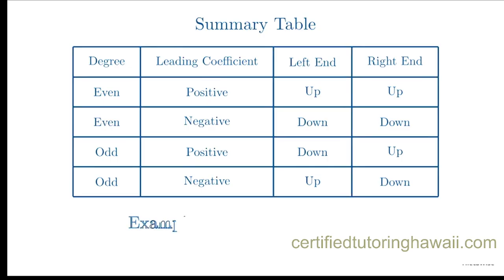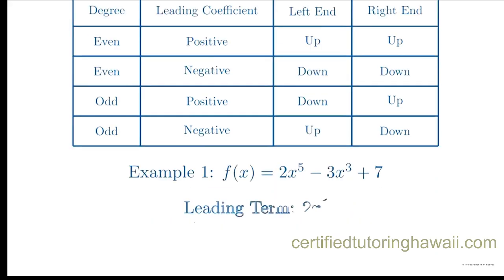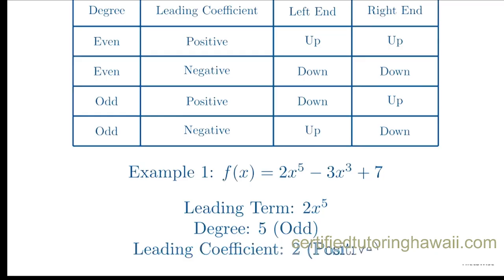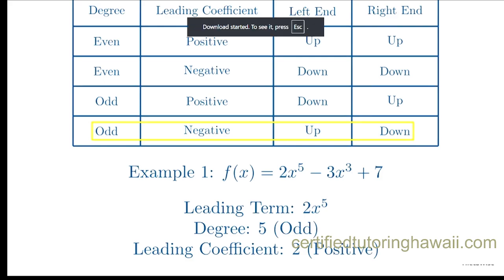Example 1. f of x equals 2x to the 5th power minus 3x cubed plus 7. The first step is always to identify the leading term. Here that's 2x to the 5th power. From this, we see that the degree is 5, which is an odd number, and the leading coefficient is 2, which is positive. Looking at our table, we find the row for an odd degree and a positive leading coefficient. It tells us the left end goes down and the right end goes up.